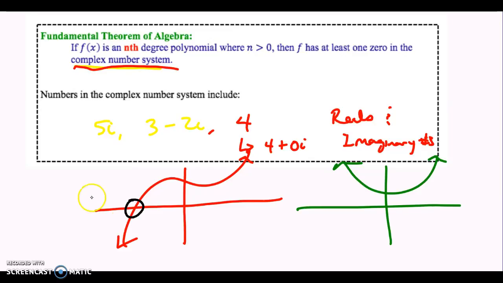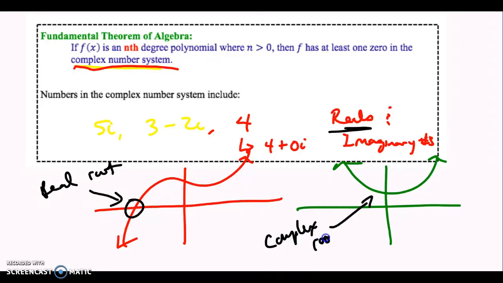Where the graph intersects the x-axis will obviously be a real root, which is a complex number, or it could be an imaginary root, like this guy doesn't intersect the x-axis, but we learned in the last unit that if there's no x-intercept, that means that the quadratic has two complex roots, imaginary roots. My point is, it says that f has at least one zero in the complex number system if f is an nth degree polynomial, and that should make sense for us.